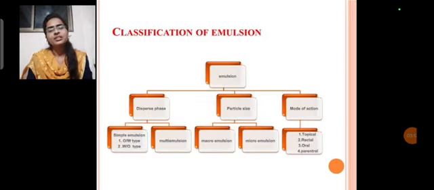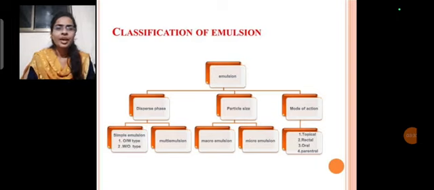Next, we can see the classification of emulsion. Mainly, emulsions are classified into three classes. First one is according to the dispersion phase. Second one is according to the particle size, and next one is the mode of action.